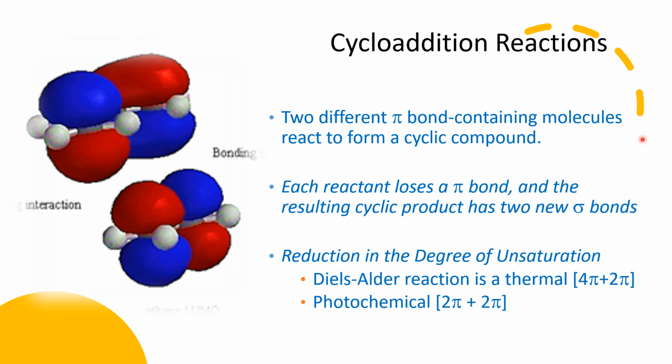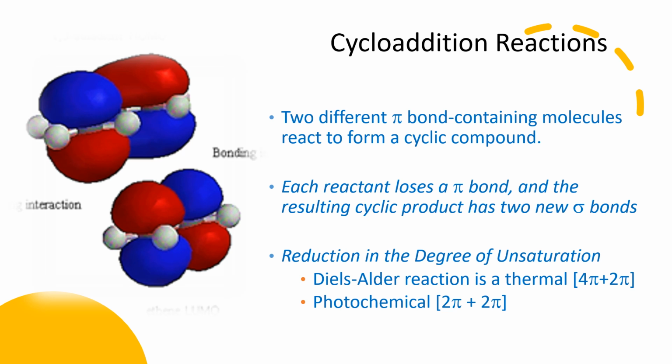So cycloaddition reactions, of which Diels-Alder is one, involve a pericyclic reaction where two different pi bond containing molecules react to form a cyclic compound. Each reactant loses a pi bond, and the resulting cyclic product has two new sigma bonds. So there is at least a reduction in the degree of unsaturation.